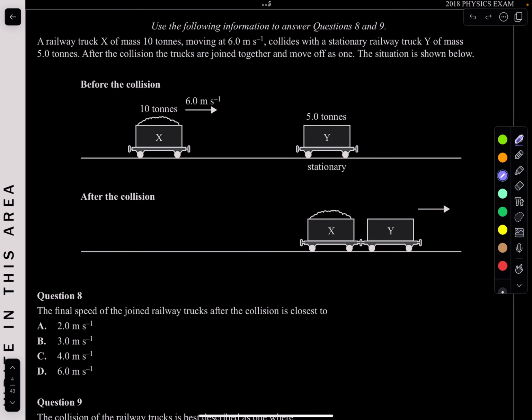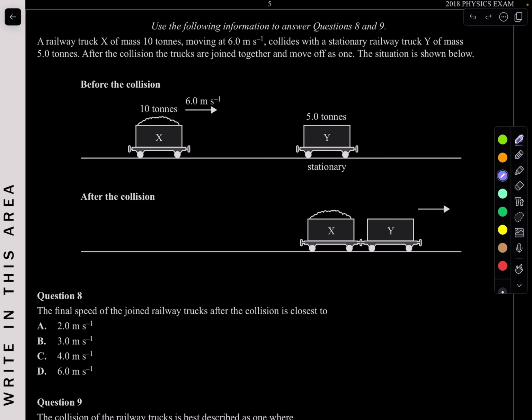So question 8 and 9. A railway truck X of mass 10 tons, 10 tons means 10,000 kilograms, moving at 6 meters per second collides with a stationary railway truck of mass 5,000 kilograms. After the collision, the trucks are joined and move off as one. The situation is shown below. Beautiful. The final speed of the joined railway trucks after the collision is closest to what?